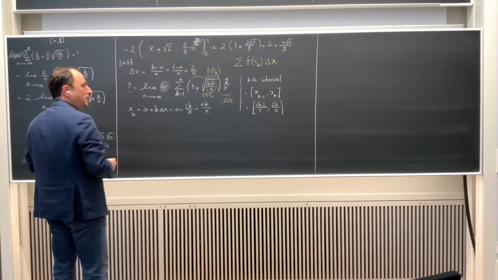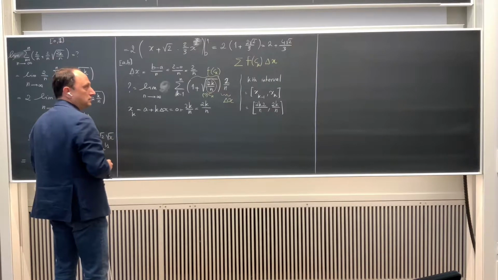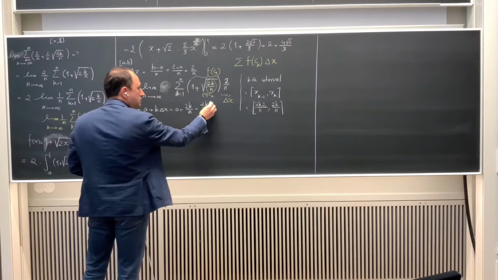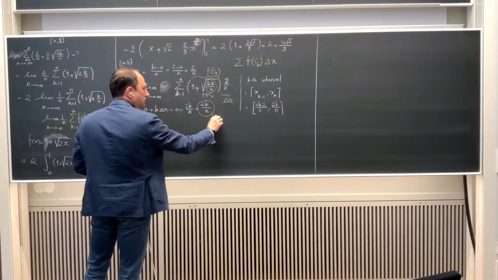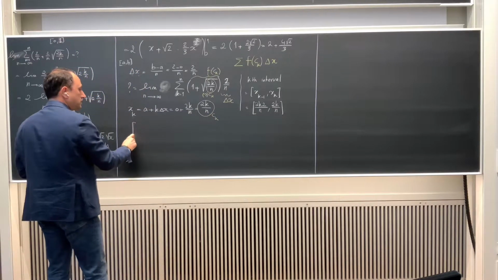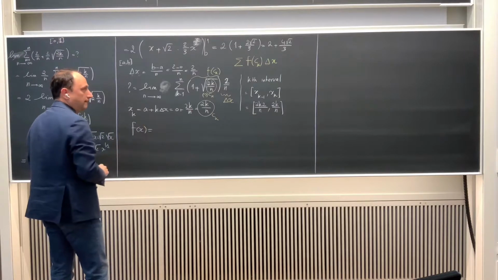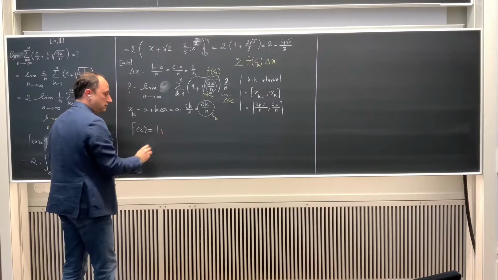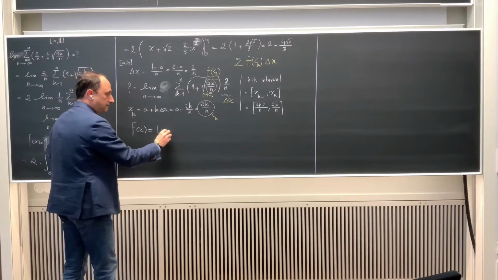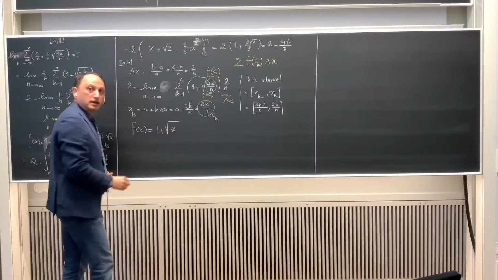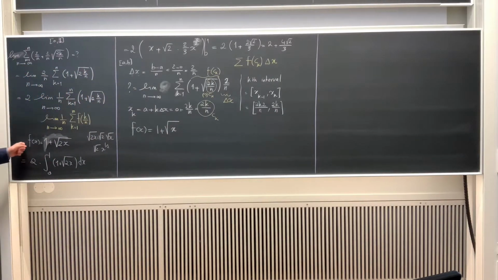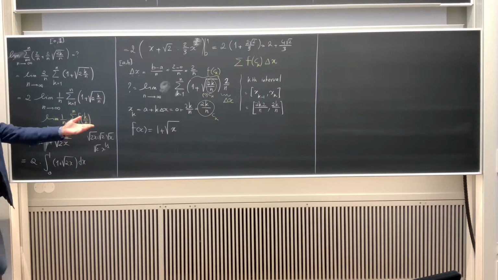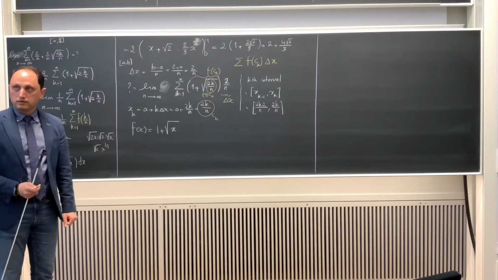So can you tell me now your function? This exactly plays the role of my tag here. Can you give me the function? What is f of x in this case? Don't make a mistake. It is 1 plus the square root of x. In the previous one, the function that you had to guess was 1 plus the square root of 2x. But in this case, you should guess this function.